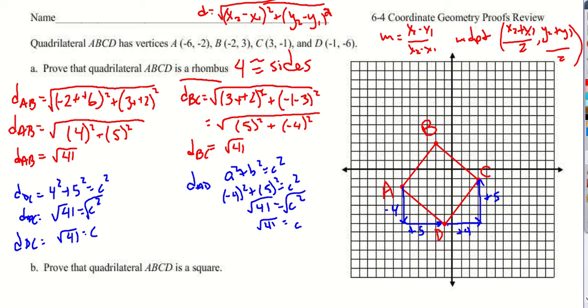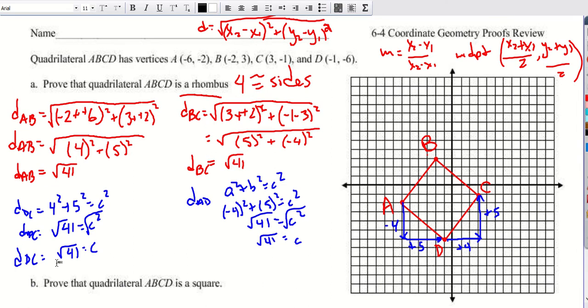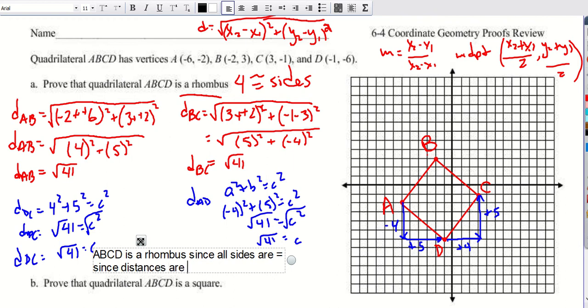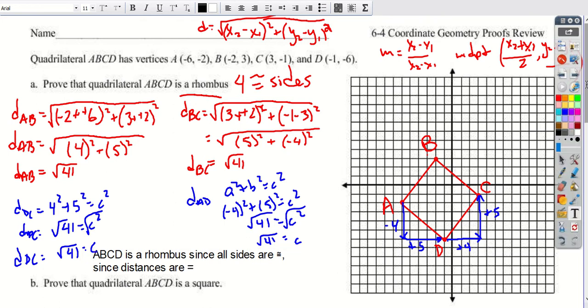All right, so now we can say that it's a rhombus. So we got the work. There we go. I'll say ABCD is a rhombus, since all sides are equal. And we know that all sides are equal since the distances are congruent. And actually, we're going to switch this. We're going to put congruent here instead of equals. And we're going to add that part.